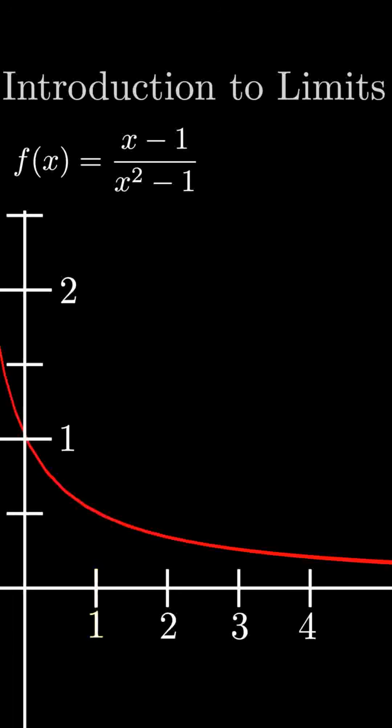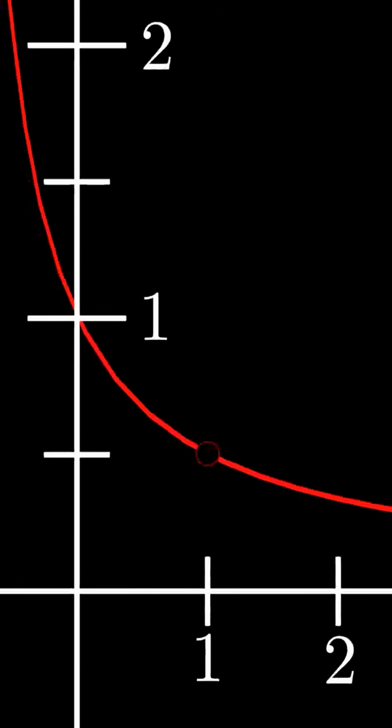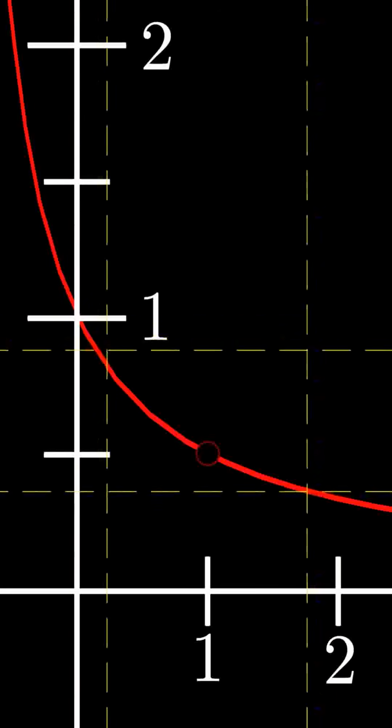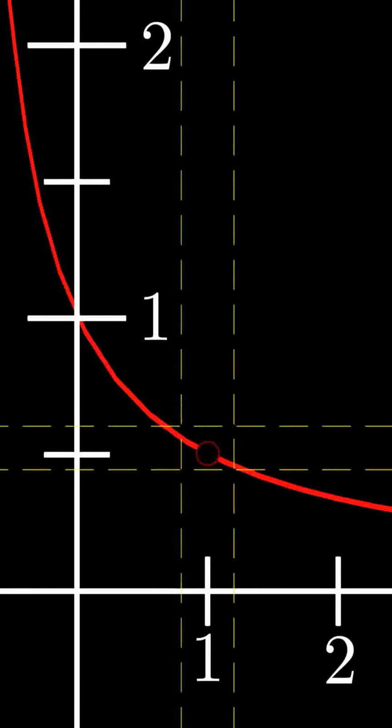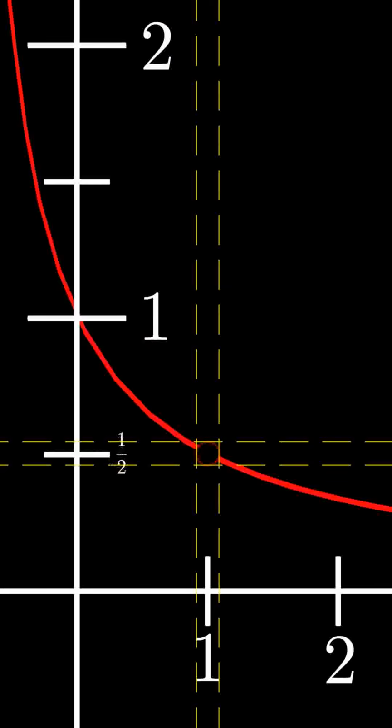So at x equals 1, the function has a hole, but when we look at the graph of this function near x equals 1, we notice that the function clearly should have some value. If we don't go to 1 immediately, but rather get really close to 1, we can read off that this value should be equal to 1/2.